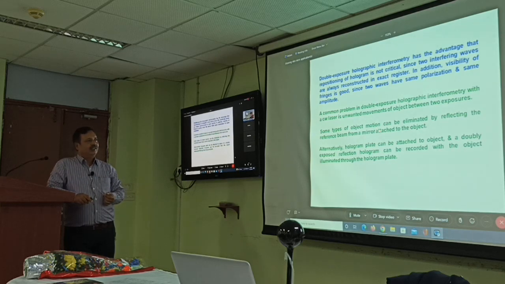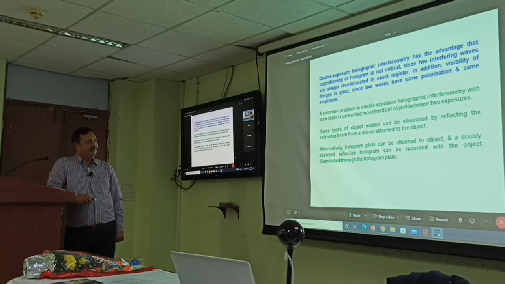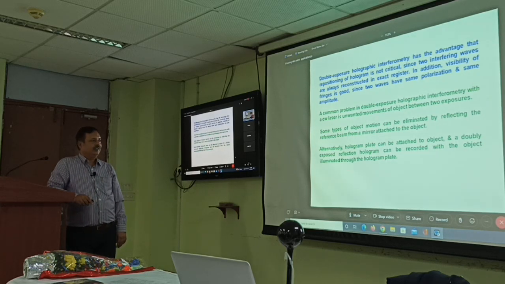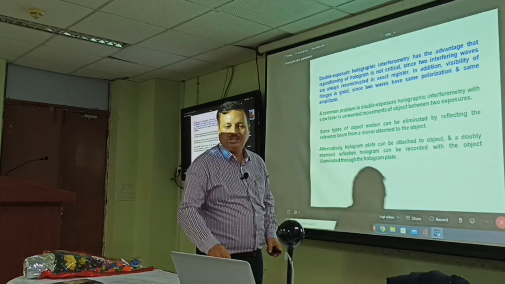For the solution, use the object motion and take the reference beam reflected from a mirror attached to the object, so that it compensates the error. An alternate technique is that the hologram plate can be attached to the object, and the doubly exposed reflection hologram can be recorded with the object illuminated through that hologram plate. So these are the solutions of such problems.